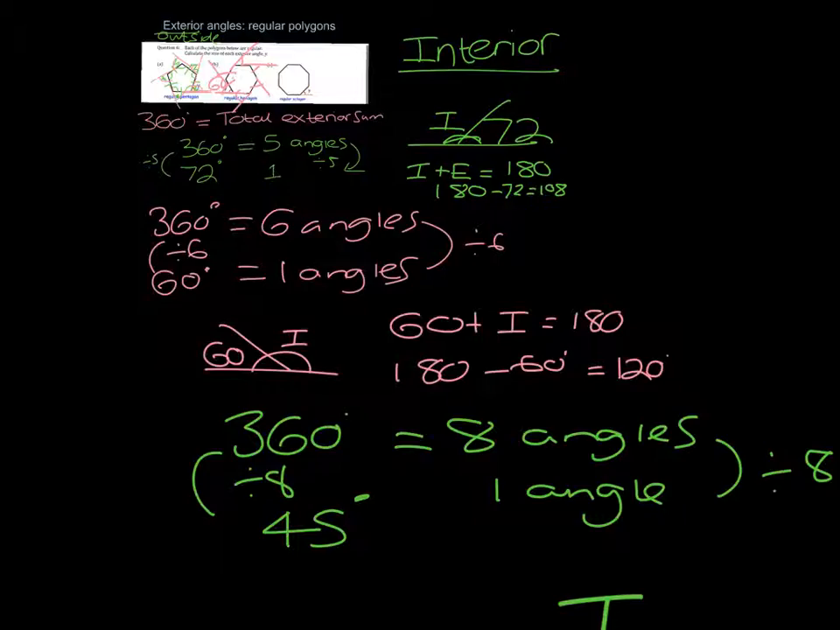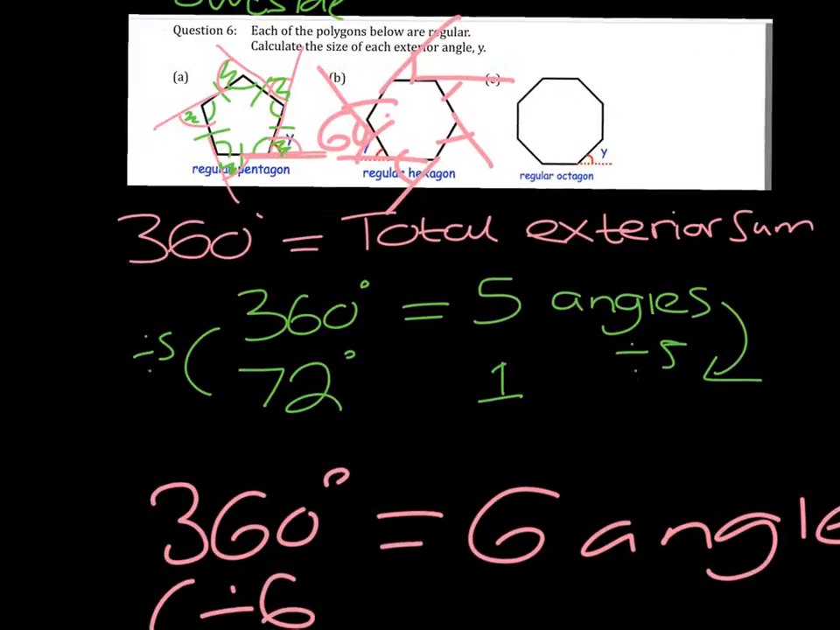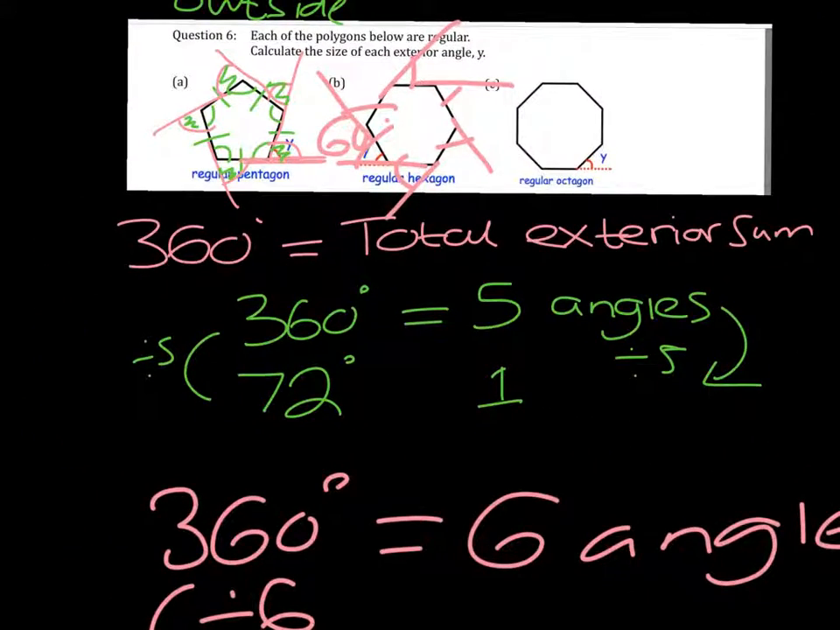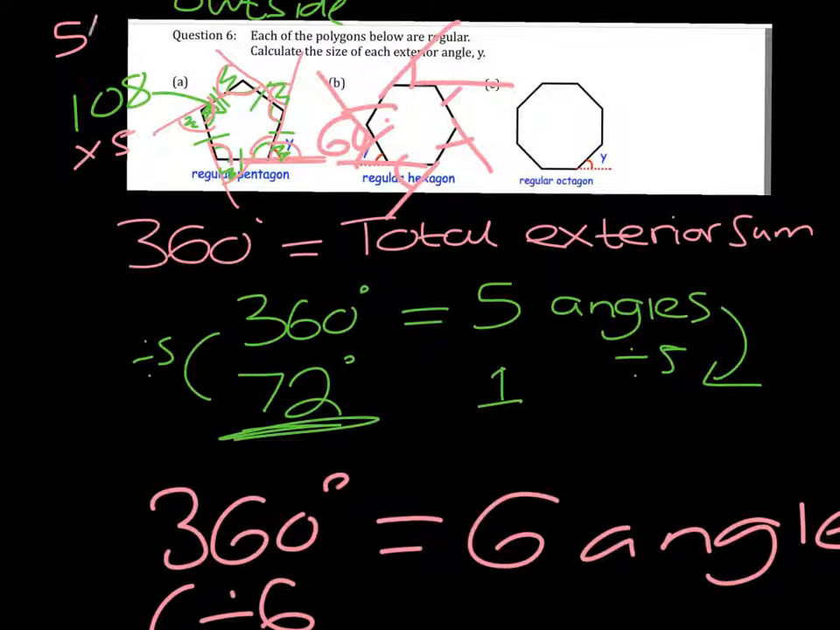So if we go back up to this one, right to the start again, when we did the first question we knew that the exterior was 72, the interior was 108. If one of these angles is 108 and there are 1, 2, 3, 4, 5 of those all together, if I do 108 times by 5, that would give me the interior sum of that shape to be 540.